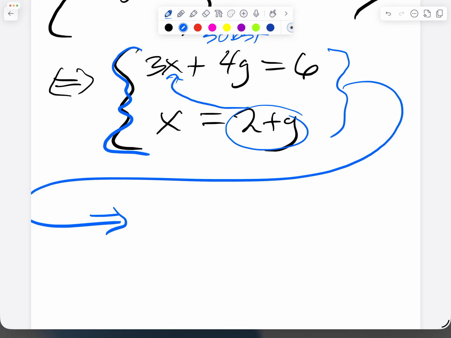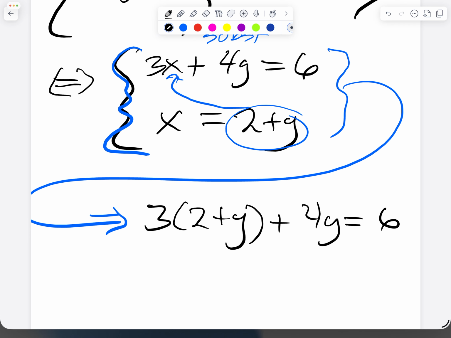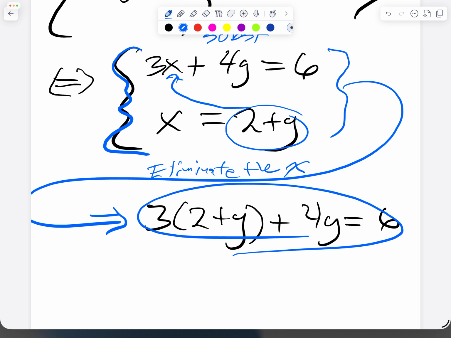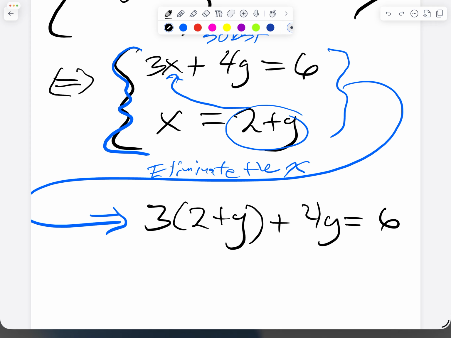Okay, great. Now, substituting. If we put those together, combine the two equations to make a new equation, replace the x with the 2 plus y. I still got a plus, and then 4y equals 6. So that's what I did. I combined them, and the point of this was to eliminate the x, replacing the x with an expression that doesn't have x. And I end up with something that only has y's. Okay, now I can solve for y.